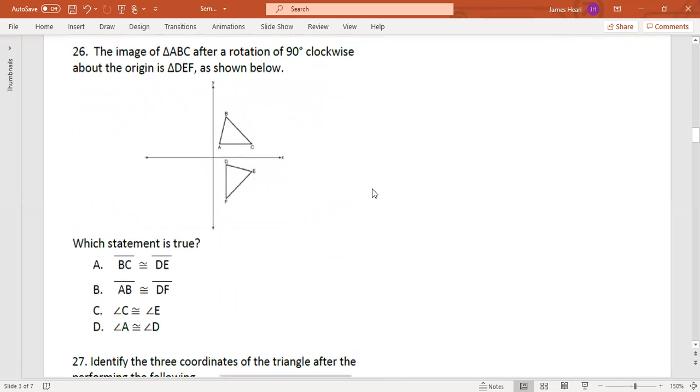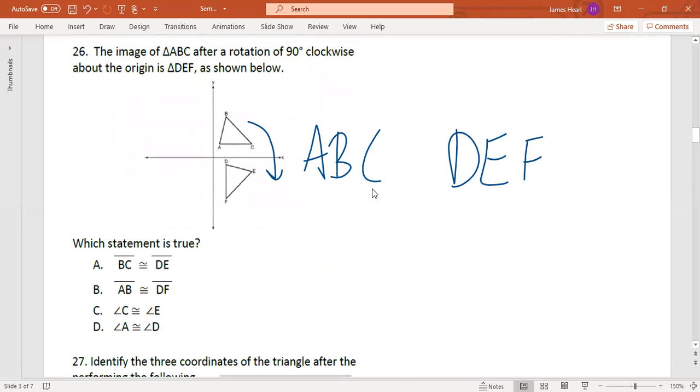For 26 here, you're given this picture, a rotation of 90 degrees to create D, E, and F. You're asked which statement is true. Basically, this is, again, your congruency statements. So A, B, and C matching up to D, E, and F, we're just going to take a look at what has to be true.